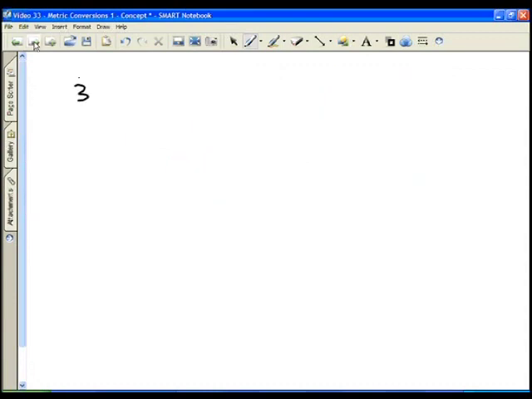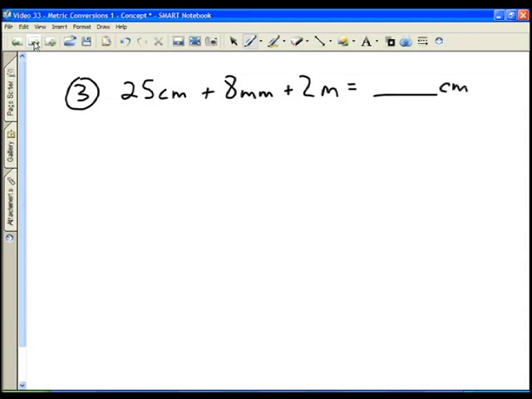And if we take a look at one final problem where we've got to do several conversions, we could have something like this. We could have 25 centimeters plus 8 millimeters plus 2 meters, and we could be asked how many centimeters, for instance, that is. So if we need to do that, then we don't have to worry about converting this because it's already in centimeters. But we're now going to have to convert 8 millimeters into centimeters.